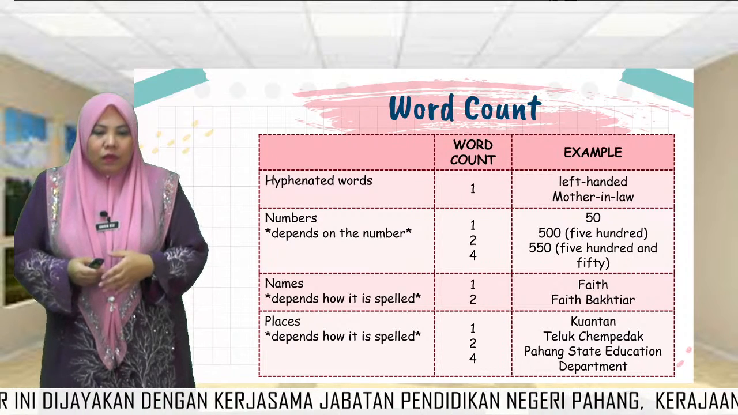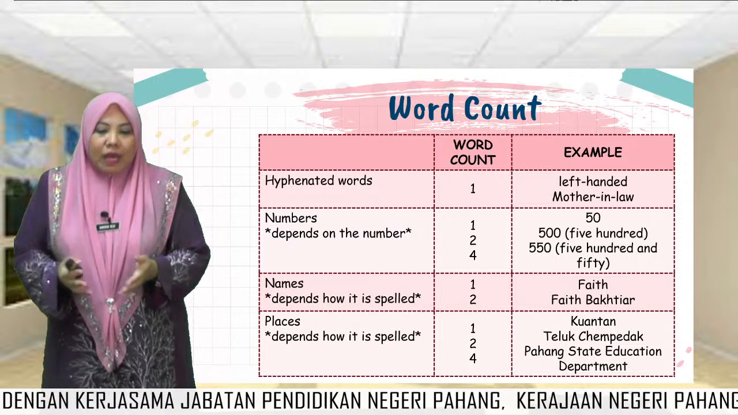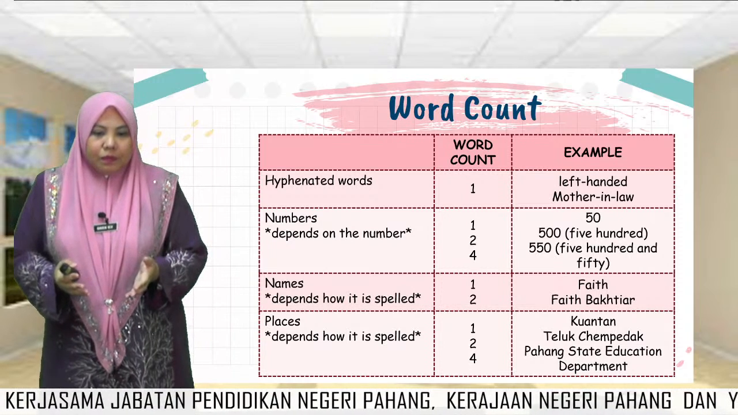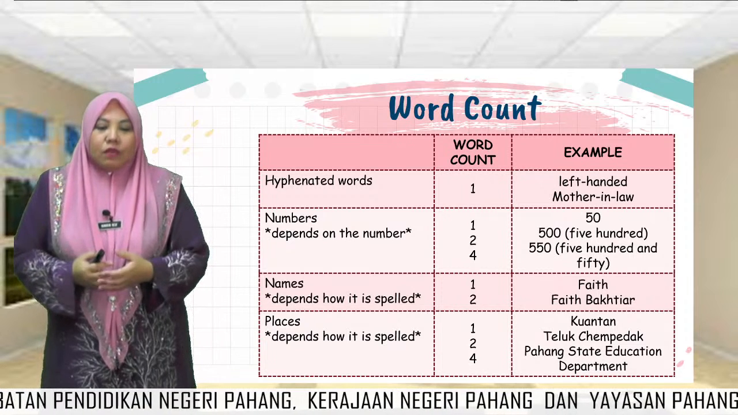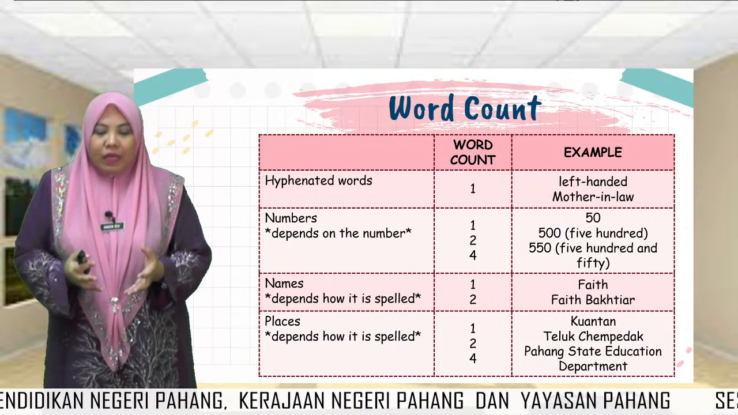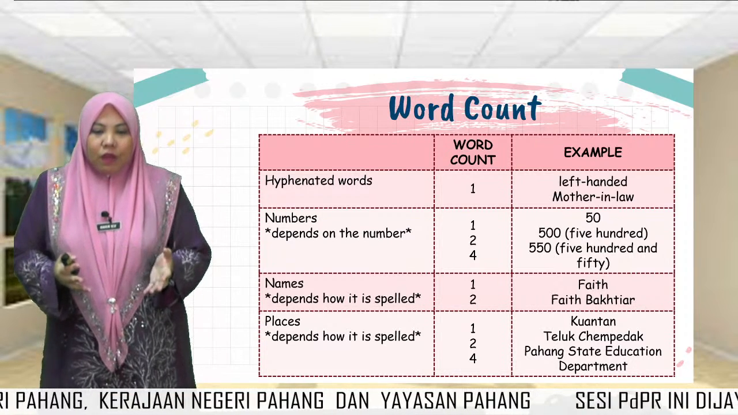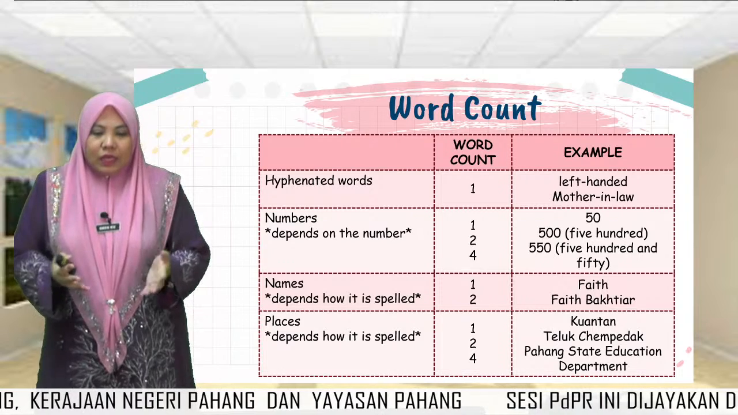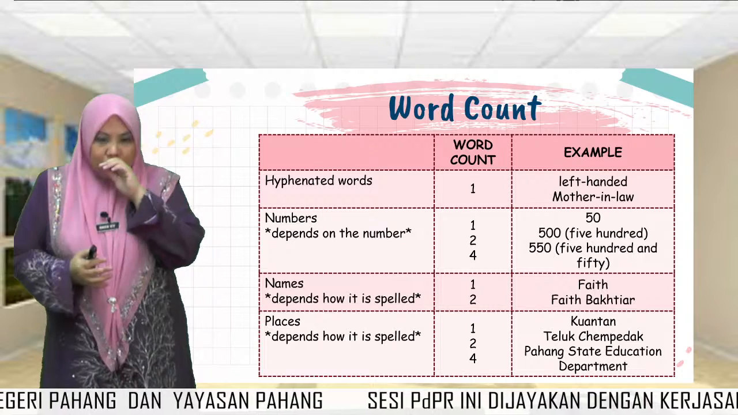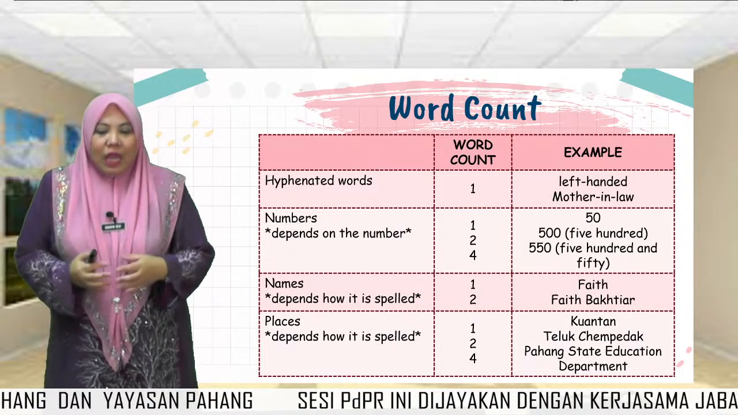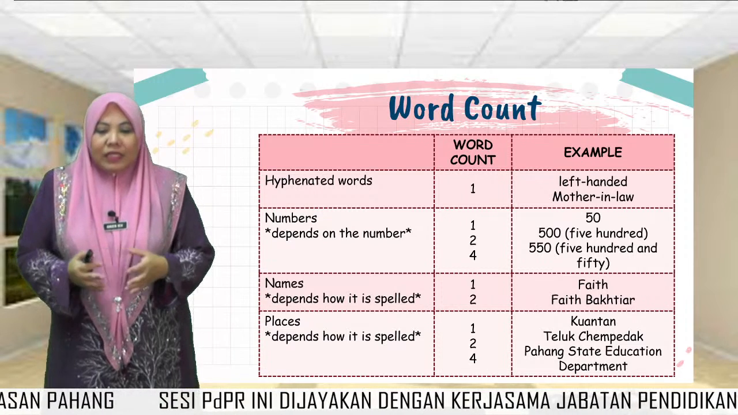Next, we have numbers. It is usually counted as how it is spelled. For example, you have the number 50. 50 is spelled as F-I-F-T-Y. So it's 1 word. 500 is 2 words. And 550 is 4 words. I would suggest you avoid writing numbers as much as possible, as it will take up a lot of your word limit.